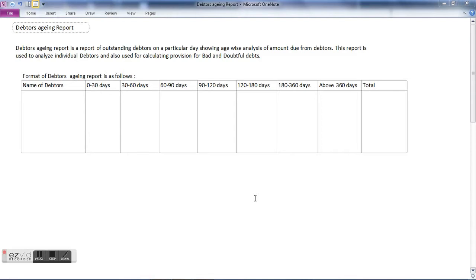That is, if the bill is pending for 0 to 30 days, 30 to 60 days, or whatever. So this report is used to analyze individual debtors and also for calculating provision for bad and doubtful debts.